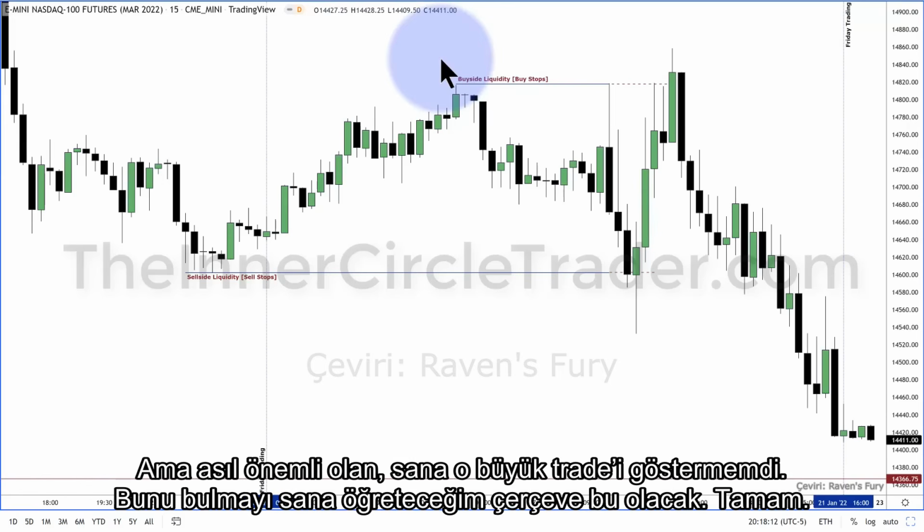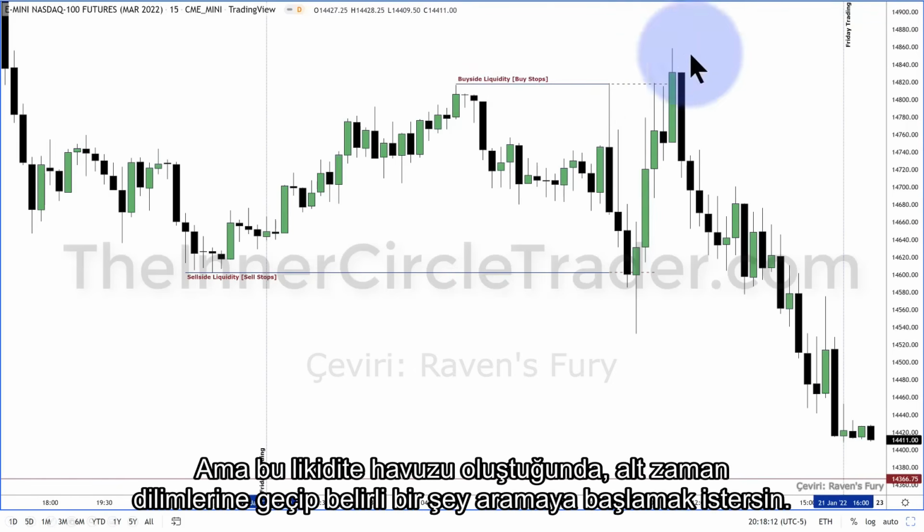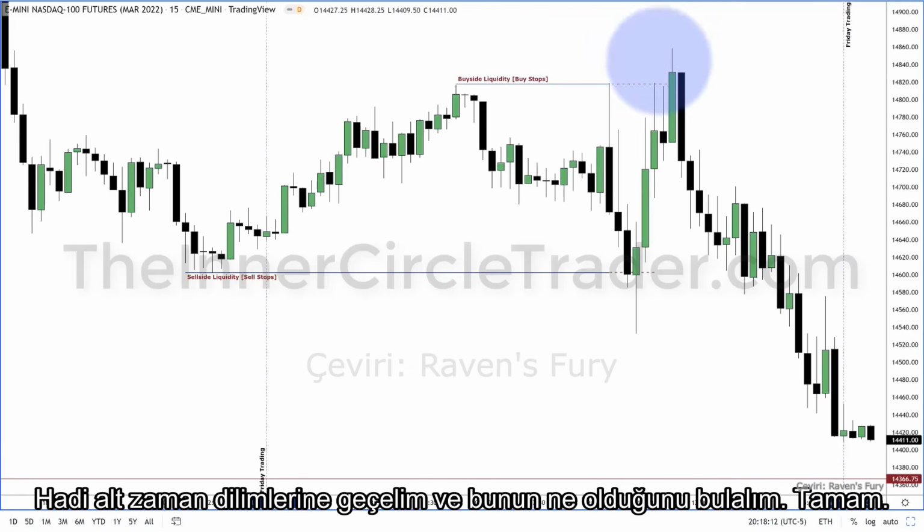But the main thing was I showed you that larger trade. This is going to be the framework that I'm teaching you how to find it, okay? But this pool of liquidity, once this occurs, you want to drop down to your lower time frames and start looking for something specific. And let's go into those lower time frames and find out what that is.